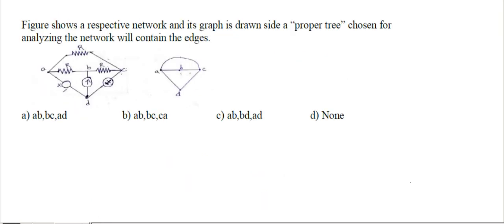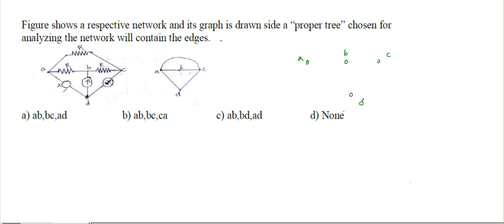He asked to find the edges of a proper tree. So the circuit is given and the graph is also given. For the circuit the graph is given. From this graph I want to form a tree with suitable edges. So this is the graph given. A, B, C and D are the nodes.